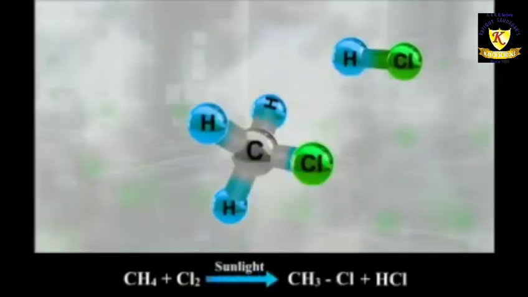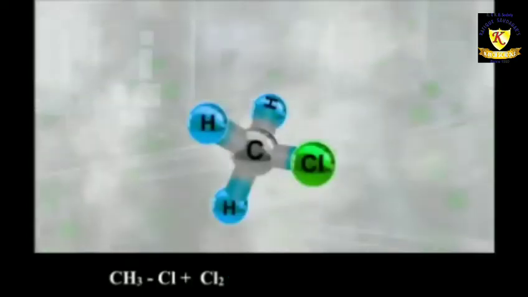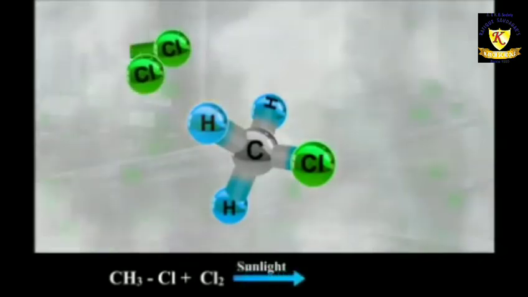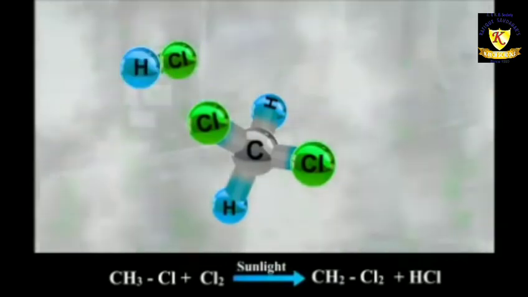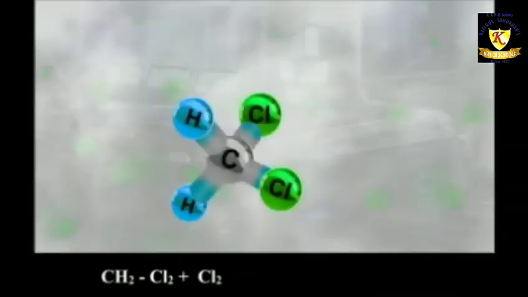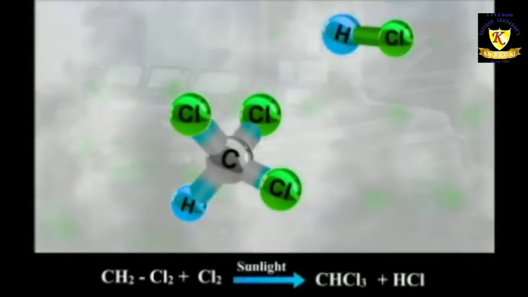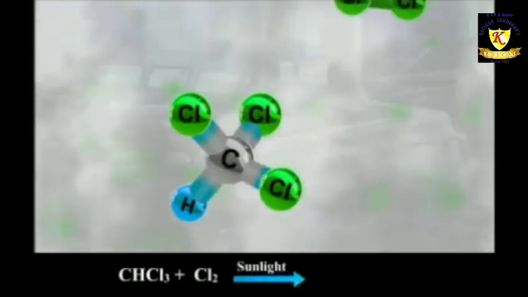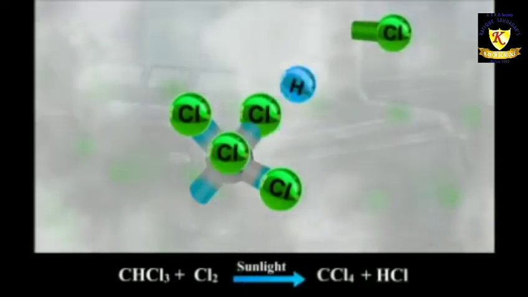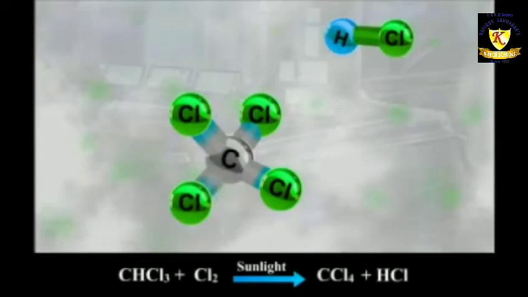CH4 plus Cl2 in the presence of sunlight gives CH3Cl plus HCl. CH3Cl plus Cl2 in the presence of sunlight gives CH2Cl2 plus HCl. CH2Cl2 plus Cl2 in the presence of sunlight gives CHCl3 plus HCl. CHCl3 plus Cl2 in the presence of sunlight gives CCl4 plus HCl.